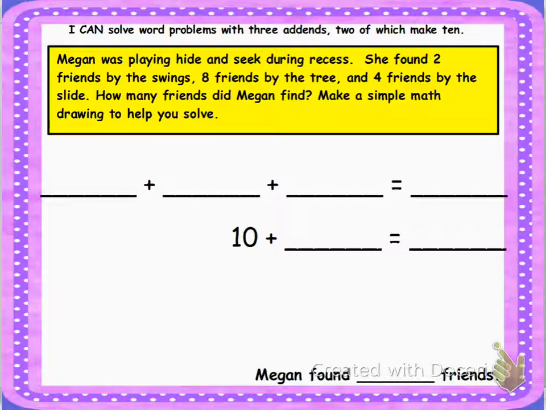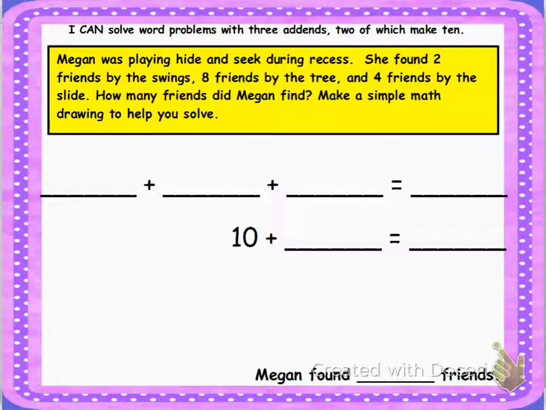Okay, so Megan was playing hide and seek during recess. She found 2 friends by the swings, 8 friends by the tree, and 4 friends by the slide. How many friends did Megan find? Make a simple math drawing to help you solve.